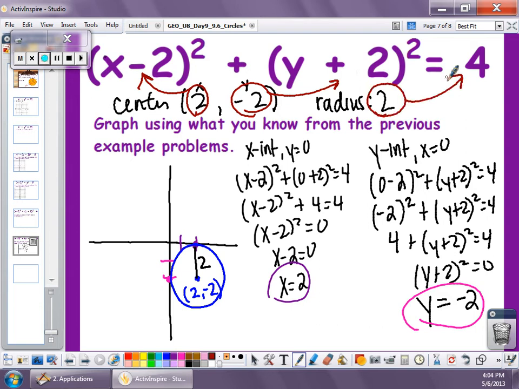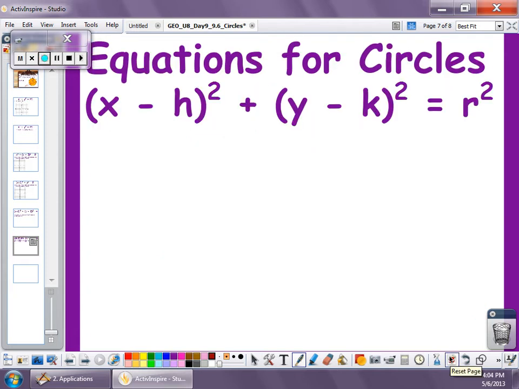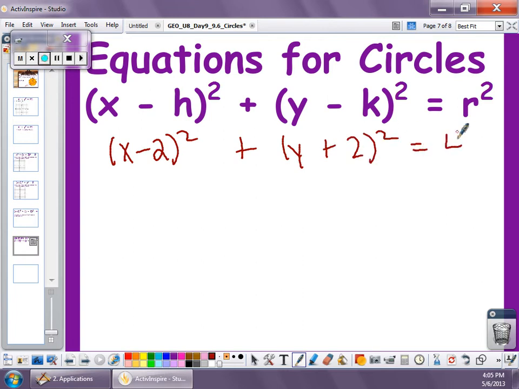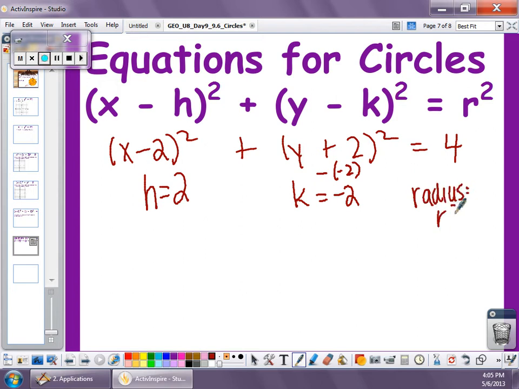So realistically, how do I get that? Well, the original equation for a circle is this. Because it has a minus, I know that when I compared it to this equation, my h value here is 2. They have a minus and a minus, so h is just 2. This is a minus, but this is a plus, so it's really minus and negative 2. So therefore the k value is negative 2. And this is r squared, so r squared equals 4. So r is equal to 2.